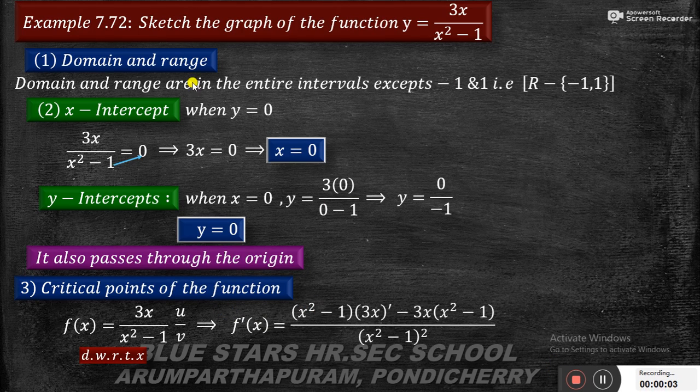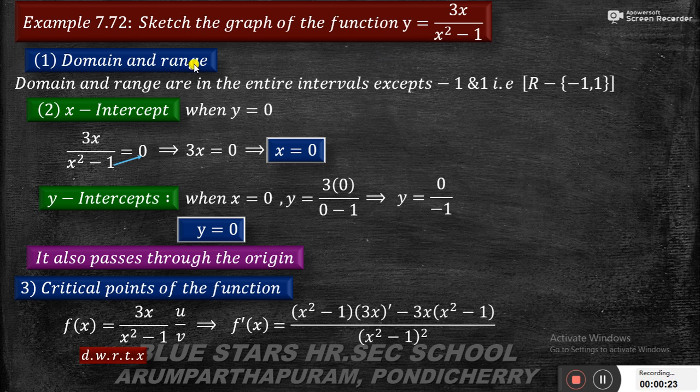Good morning, students. Now we discuss example 7.72. Sketch the graph of the function y equal to 3x by x square minus 1. This is the problem. They give the function y equal to 3x by x square minus 1. Now we sketch the graph.